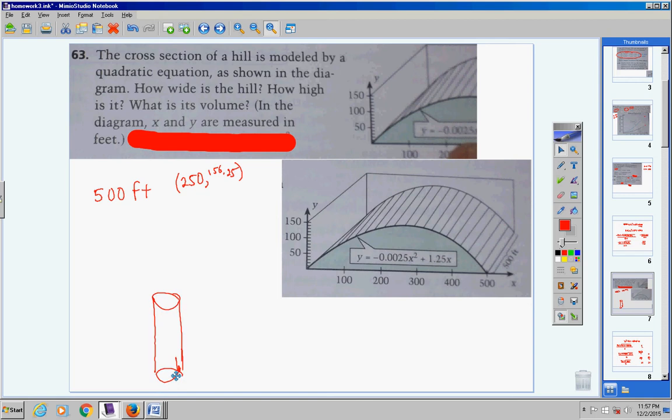You would find the area of the base. You'd find the area of the circle by using pi r squared. That's how you find the area of a circle. And then multiply it times the height, and that would give you the volume.